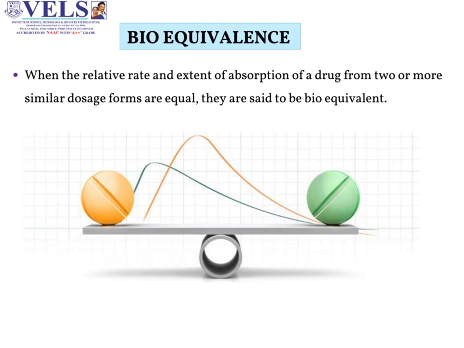Next, bioequivalence. It is a term used in pharmacokinetics to assess the in vivo biological equivalence of two proprietary preparations of a drug. According to the FDA, bioequivalence is defined as follows: when the relative rate and extent of absorption of a drug from two or more similar dosage forms are equal, they are said to be bioequivalent.